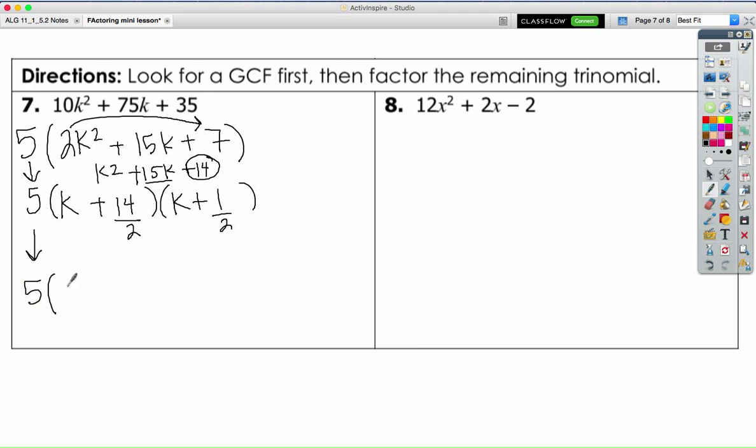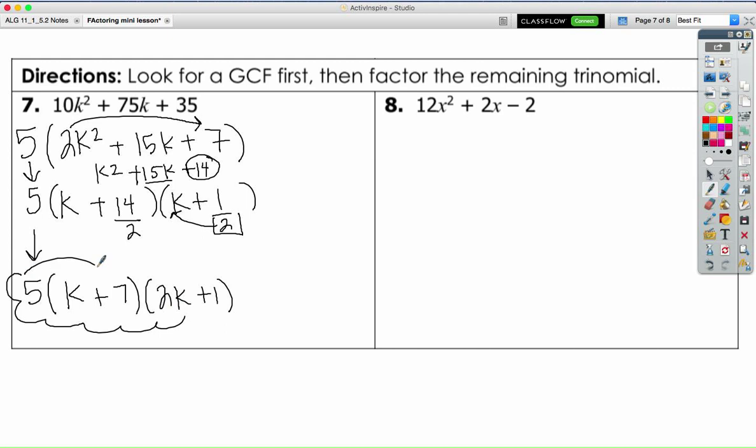14 over 2 will reduce to k plus 7. 1/2 does not reduce to a whole number, so the bottom goes up. And the other factor is 2k plus 1. So if we were to multiply these two back out, it will bring us to here. And if we were to multiply these two back out, it would bring us to the original. So our final answer is this piece with all the factors. It's all important. On a test, if you just gave me these two, you'd be missing part of the actual answer. So we must give all of that to get full credit.